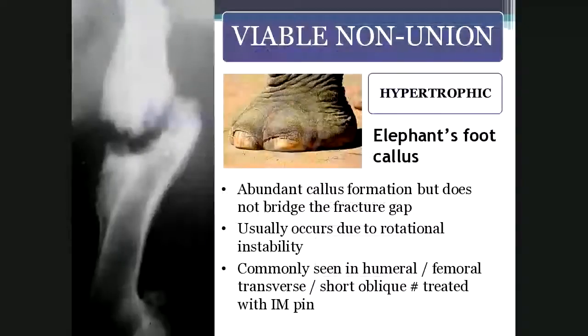The hypertrophic or elephant's foot callus means, as I've said, there's abundant callus but it doesn't bridge the fracture gap, for example, in the image on the left. This usually occurs with rotational instability, and commonly at the humerus and the femur, with transverse or short oblique fractures that are treated with an intramedullary pin. The IM pin might help to reduce the fracture, but it doesn't prevent longitudinal rotation about it.